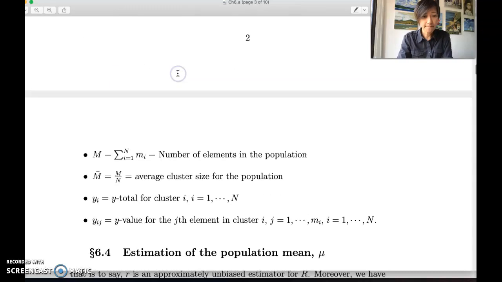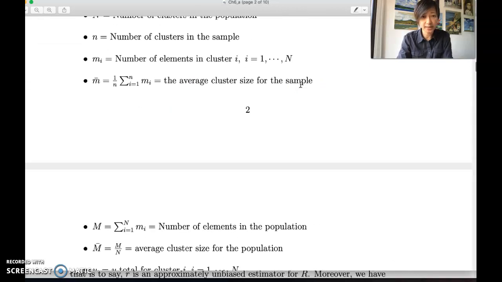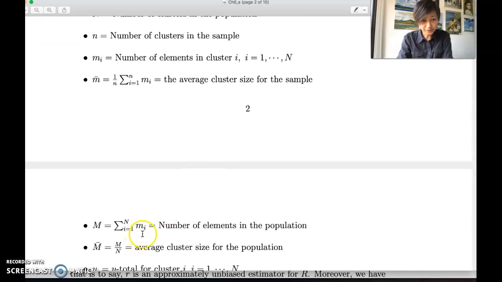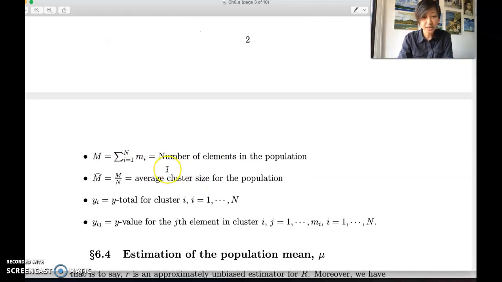Okay, so secondly, if we look at the total number of elements in the population, we are adding up the number of elements in each cluster, but we are summing over the total number of clusters in the population. So capital M would indeed be the number of elements in the population. And if we divide the total number of elements in the population by the total number of clusters in the population, we get the average size of the cluster. So we have a capital M bar.